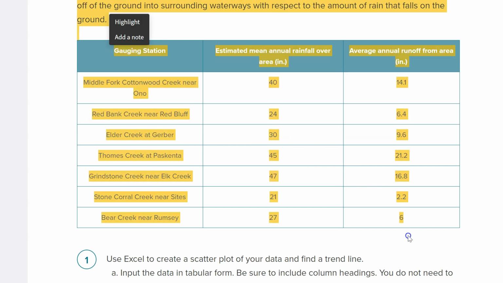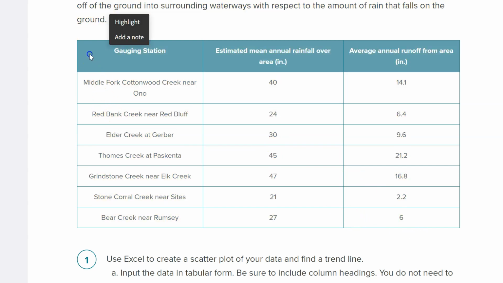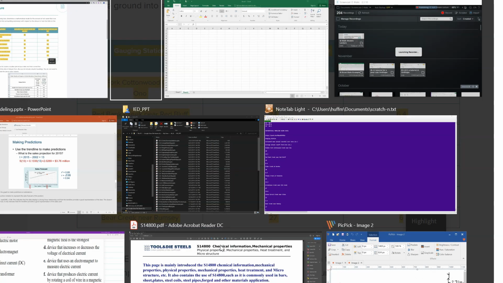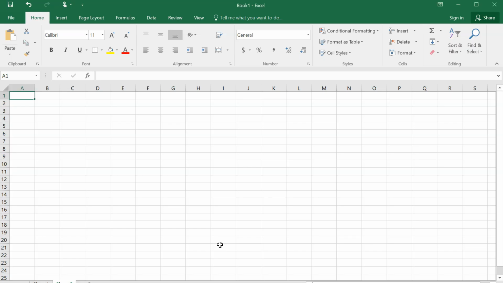I'm going to use Control C once I get it highlighted here. Let's try one more time. We're going to use Control C, which is copy, to copy that data. And we're going to go over to Excel and we're going to paste that data here.